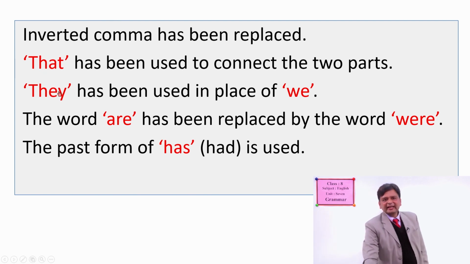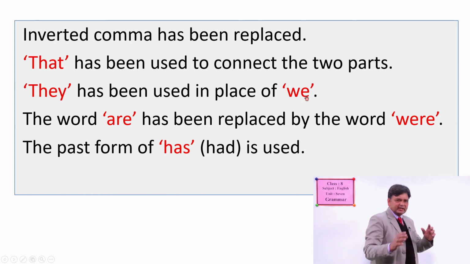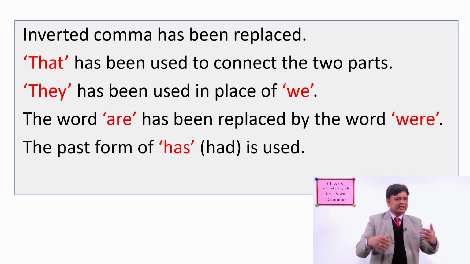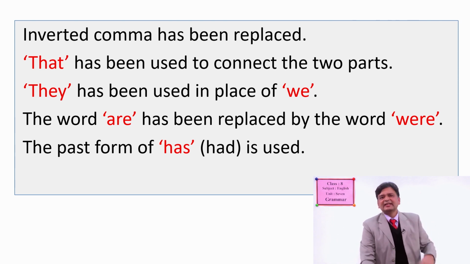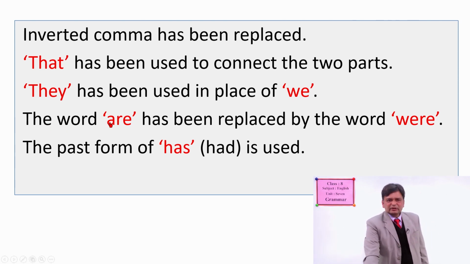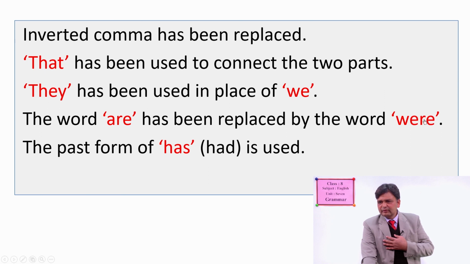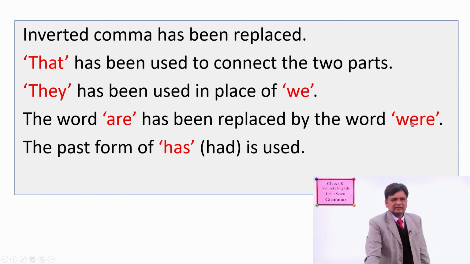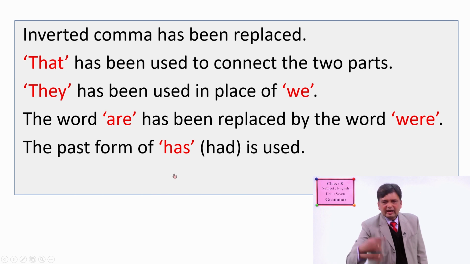And then they has been used in place of we. So the word we has been replaced by another word, and the word is they, okay? So the next word that we changed is are, right? And the are has been changed into the word were. Yes, good. And we have also made another change, and that is we have used had instead of using has. Okay, good. So let's move on to another sentence.